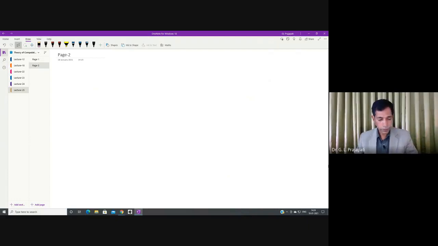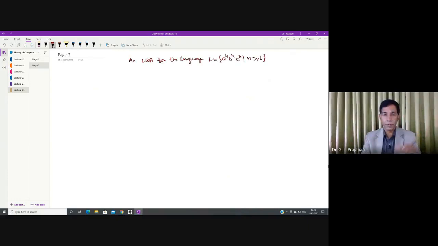Let us see the examples. We are supposed to construct the LBA for the language L = {a^n b^n c^n | n greater than or equal to 1}. So how can we construct the LBA for this? We know that this is a context sensitive language.